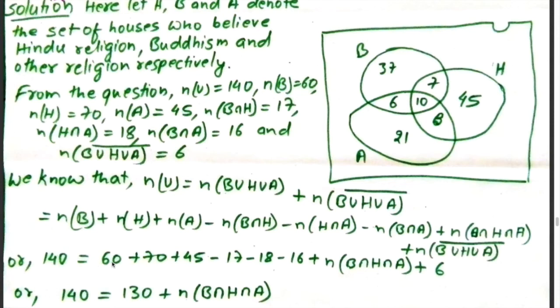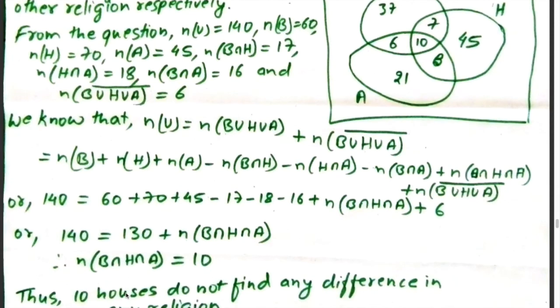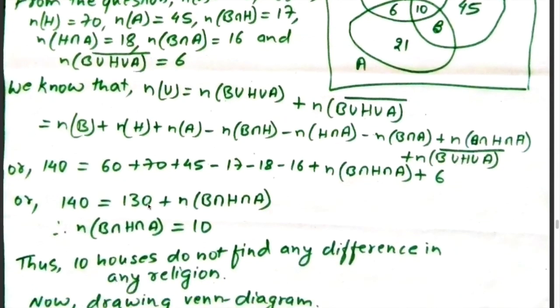So n(B) is 60, n(H) 70 and n(A) 45, the intersection of B and H is 17, H intersection A is 18 and B intersection A is 16, plus n(B intersection H intersection A), plus 6. We have been given 6 here. Here 140 equals 130, the addition and subtraction of all these values comes to 130. So 140 equals 130 plus n(B intersection H intersection A). Therefore n(B intersection H intersection A) equals 10. Thus 10 houses don't find any difference in any religion.